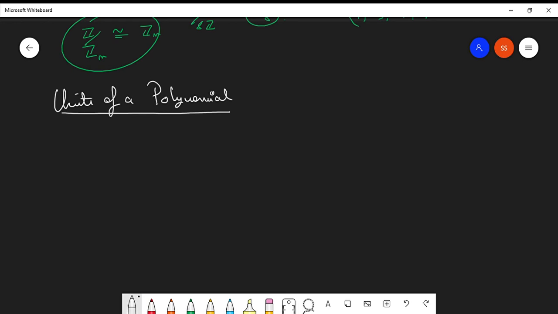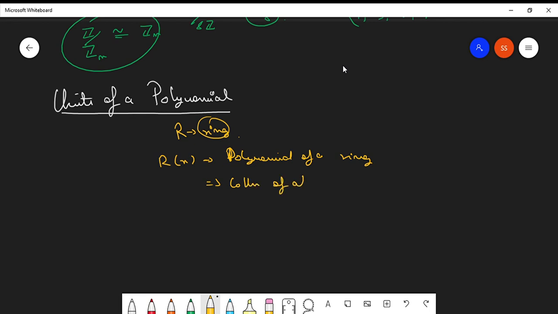So, units of a polynomial. What is the polynomial ring of a ring? First you need to understand that. Suppose you have a ring R. Then R[x] is the polynomial ring of R.